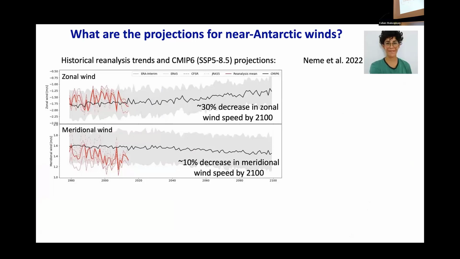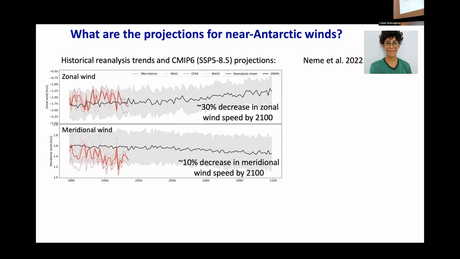Okay, so how does this relate to what might happen in the future? This is all very idealized perturbations so far. So here there are some CMIP projections. The red lines here are reanalysis products, various reanalysis products over the historical period, and the black lines are the CMIP model means. There's actually a spread there, but you can't see that on this screen.